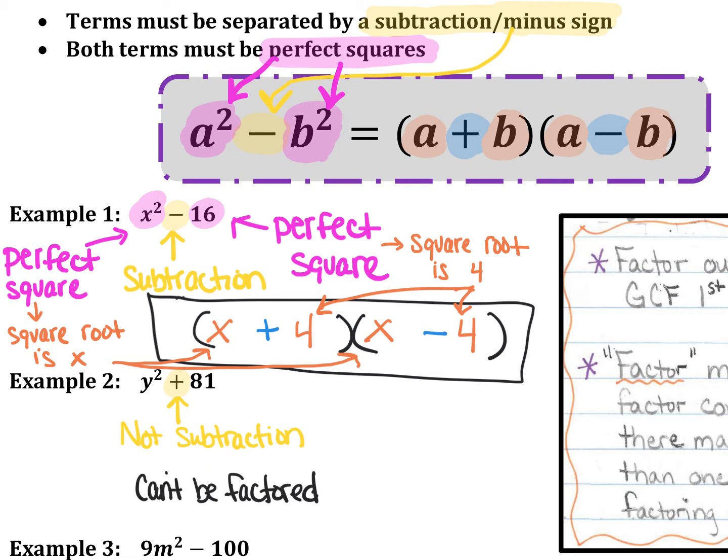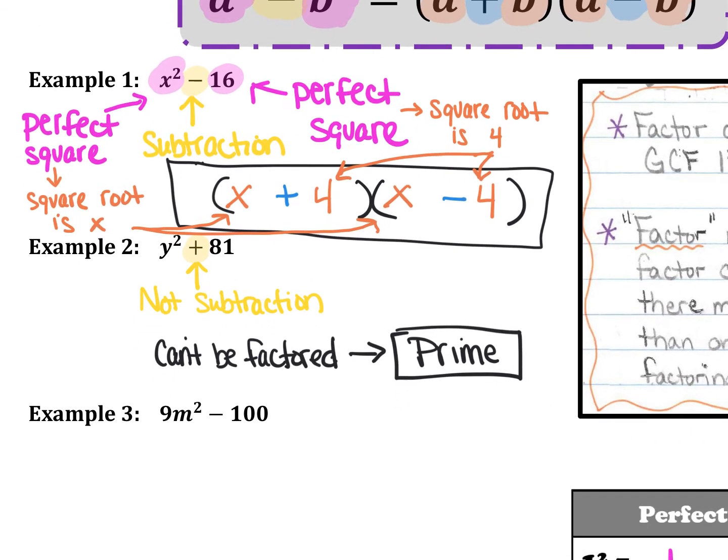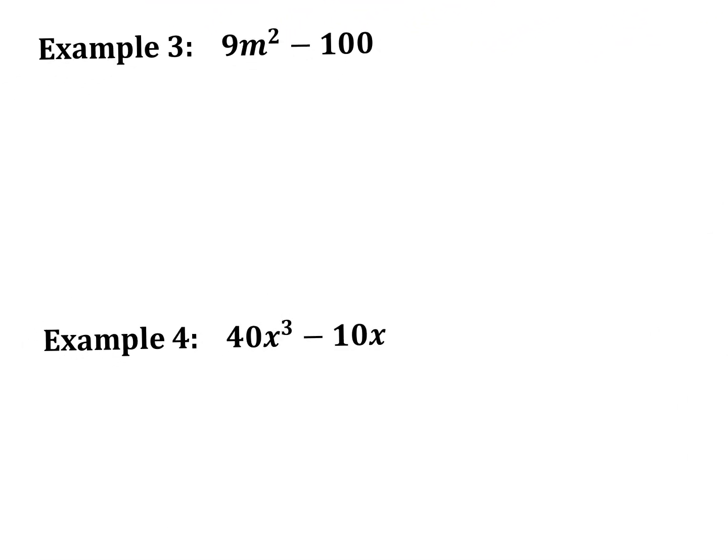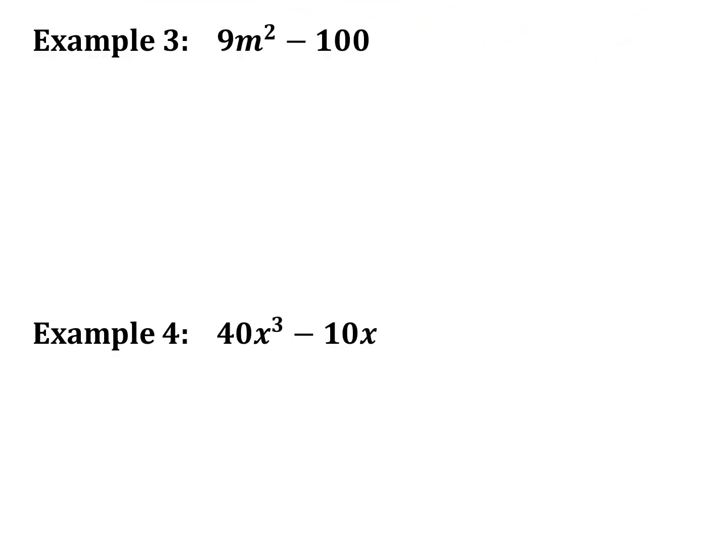Now when we have something that cannot be factored, we can also call it prime. Means we can't split that up any further. All right, so far we've seen example 1 using the difference of squares pattern, and example 2 did not fit our difference of squares problem. So let's go ahead and zoom into our third example here and take a look at another one.